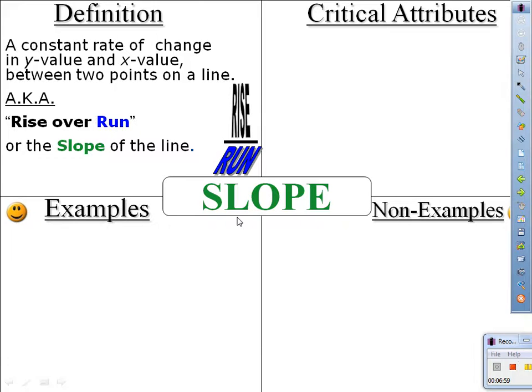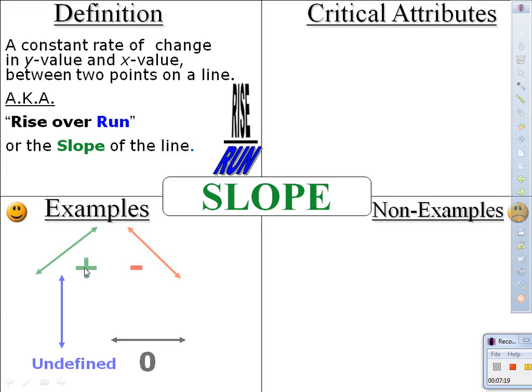Anyways, so once again, according to the definition, the slope is the change in y and the change in x between 2 points on the line. Is the slope the line? No. However, we can use a line to see what kind of slope is represented. So write these examples down. These 4 lines represent a certain type of slope. So write this one, the green one is a positive slope, the red one is a negative slope, the blue one is undefined, and the black one is 0.